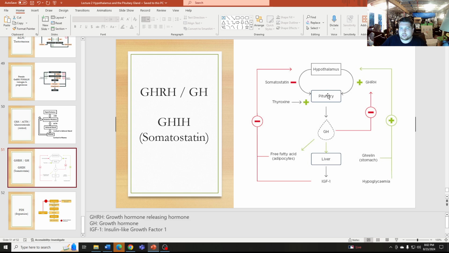The pituitary gland releases growth hormone, and later on we'll go into a little bit more detail about this whole process, but growth hormone goes and acts on a bunch of different parts of the body, and just like it says, when it binds to it, it causes the body to grow.